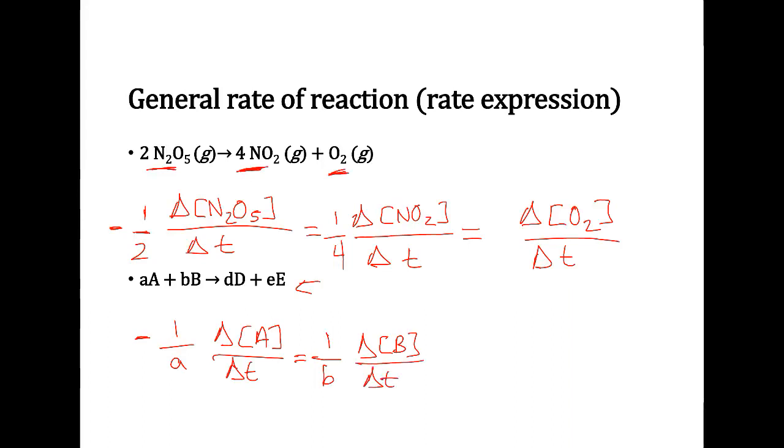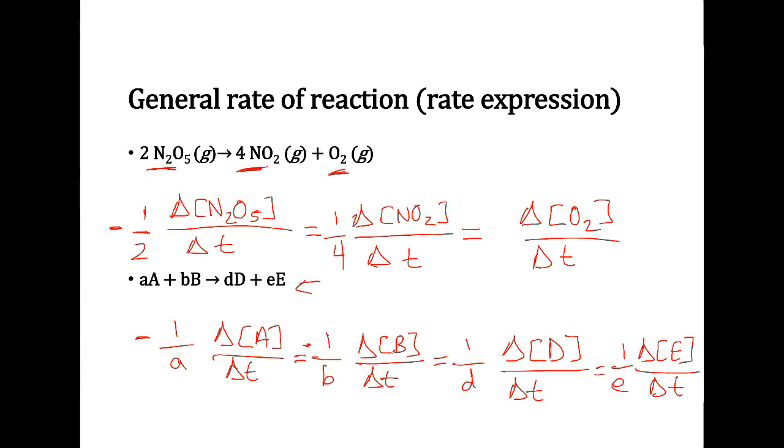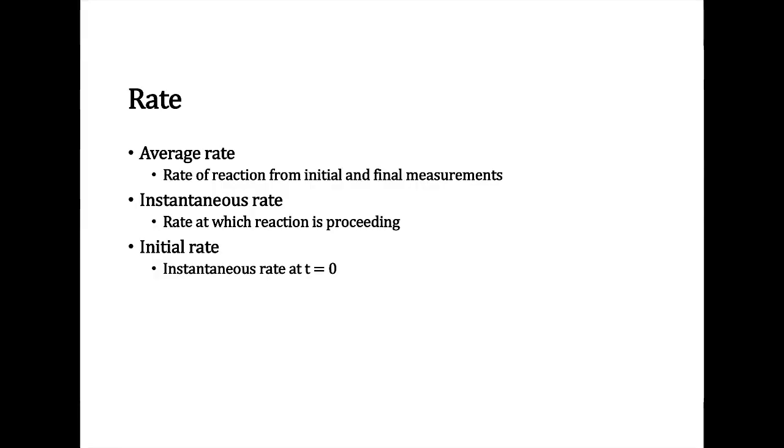Okay, since it's a reactant, it's negative. If it's a product, then it's positive. So we'd have 1 over little d times the change in concentration of D over the change in time equals 1 over little e times the change in concentration of E over the change in time. So this is your general rate expression. If you see something asking for the rate expression, this is what you're going to do. Let's go ahead and look at another example of this.